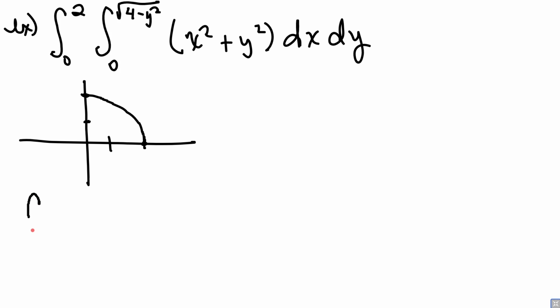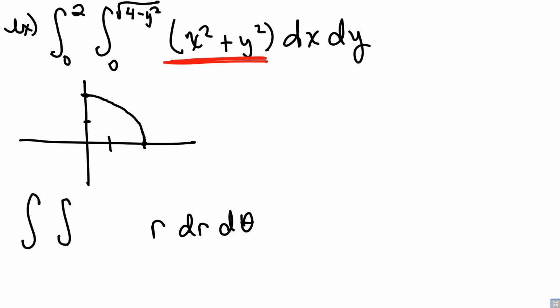So we're going to have our double integral. Now, in the formula, you have r dr d theta. Now, in this, we have a little bit extra. Here's my extra. So in place of x squared plus y squared, what can I put in place of that? R squared. So I'm going to have to multiply this by r squared.